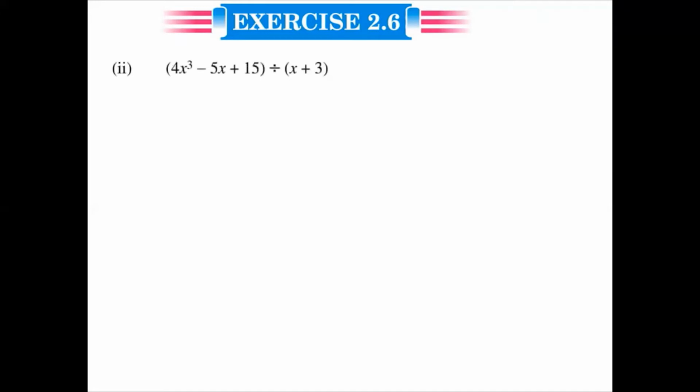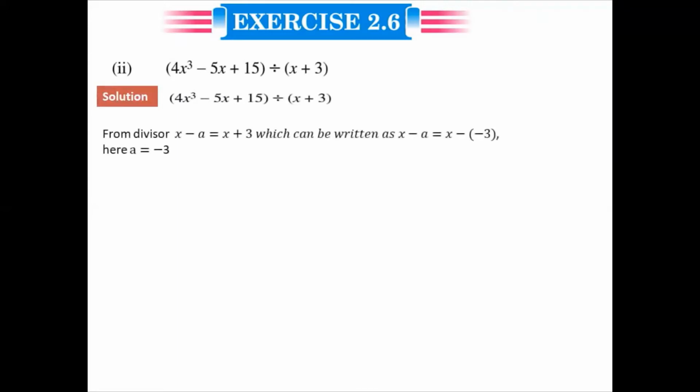Part 2: 4x cube minus 5x plus 15 divided by x plus 3. From the divisor, x minus a is equal to x plus 3. So by comparing, we can see that a is equal to minus 3. So now write the dividend in descending order of x.